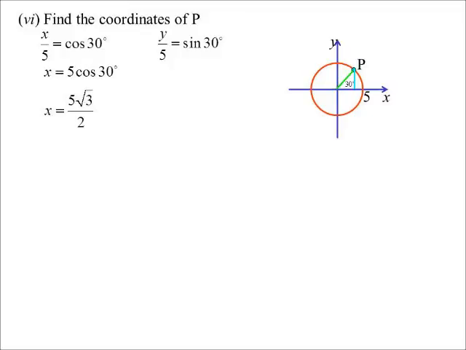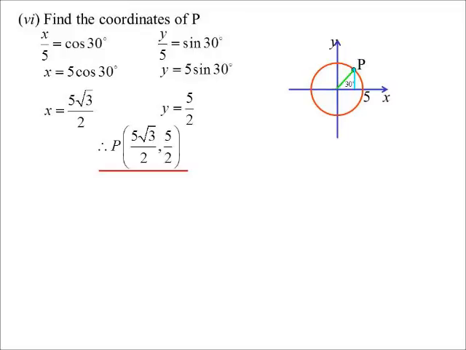Y over 5 is sine 30. 5 sine 30, sine 30 is? 1 on 2, so 5 on 2. That's not the answer in this case because they've asked for the coordinates, so I should answer it as coordinates. So P is that particular point.